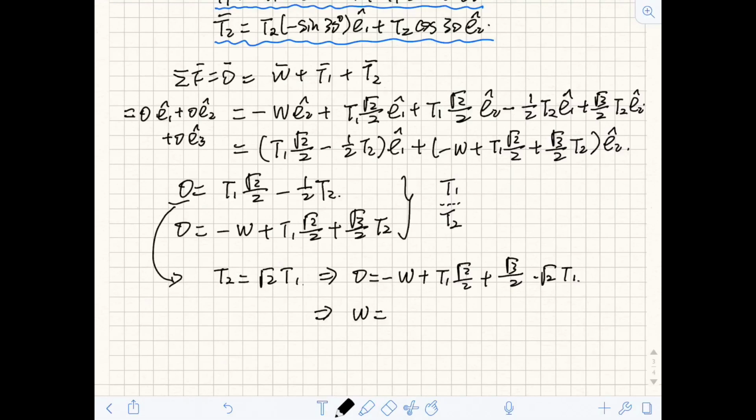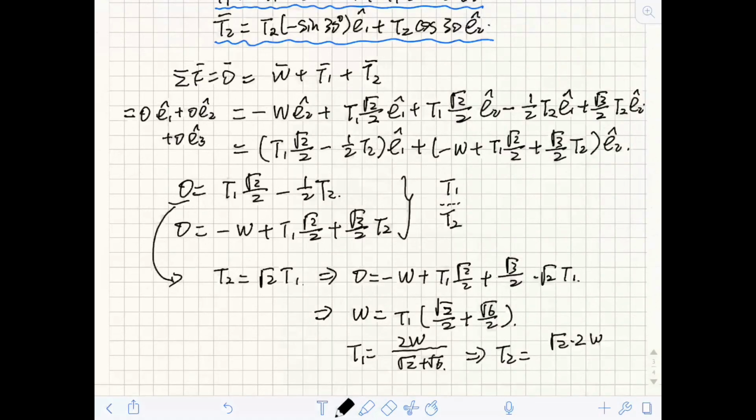And by solving this, we get W equal to T1 times the square root of 2 over 2 plus the square root of 6 over 2. And we know T1 is equal to 2W over square root of 2 plus square root of 6. And then we know T2 is simply square root of 2 times 2W over square root of 2 plus square root of 6.